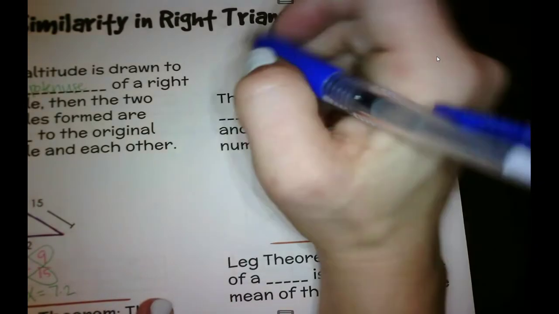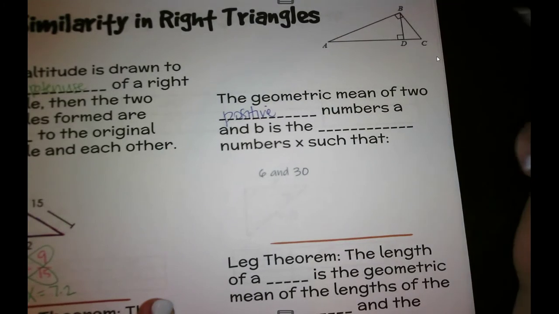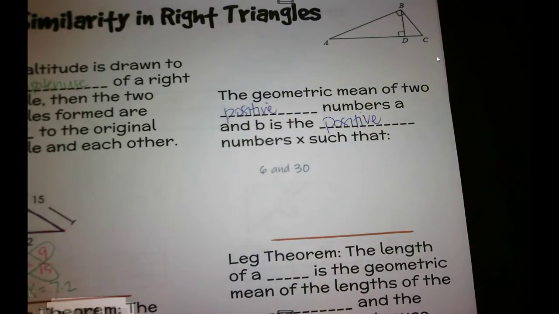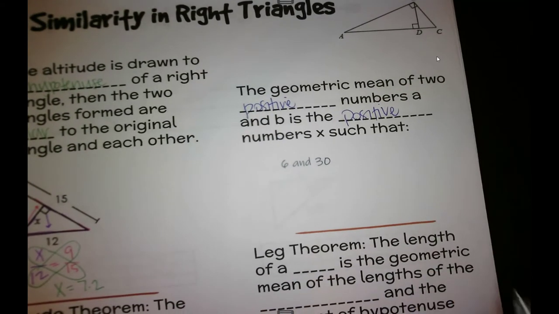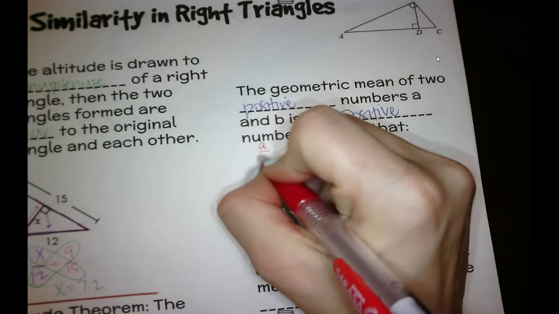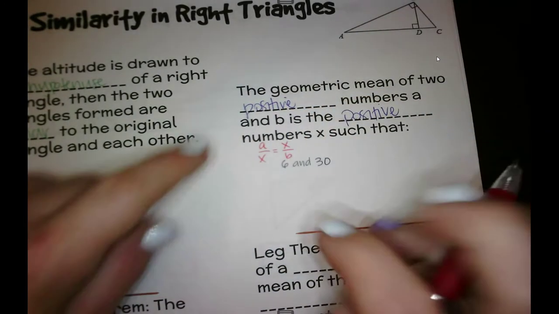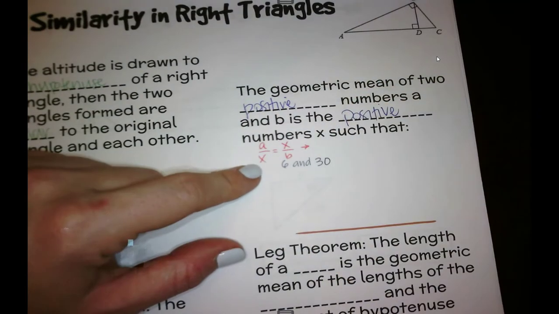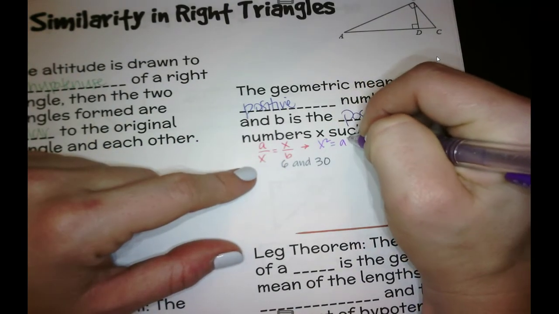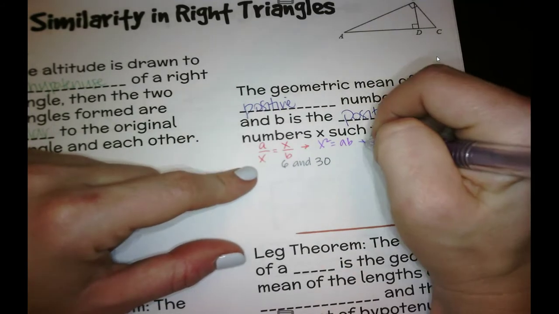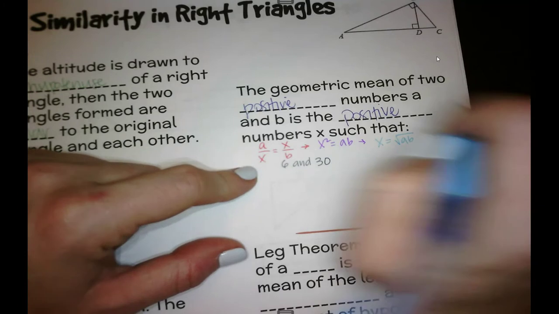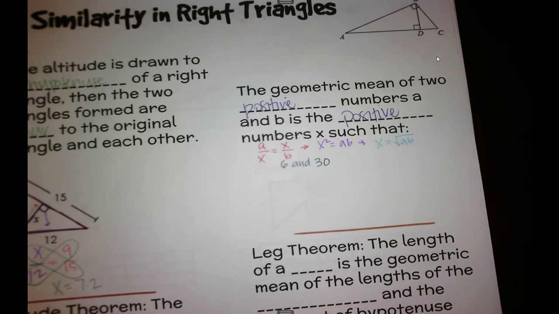The geometric mean of two positive numbers, some number a and some number b, is the positive number x such that a over x equals x over b. And a and b are our numbers, and the mean is our x. So this, when we do our cross product, would be x squared equals a times b. And how we would solve for x is we would take the square root of both sides. So x would equal the square root of a times b. Well, I just threw that in.